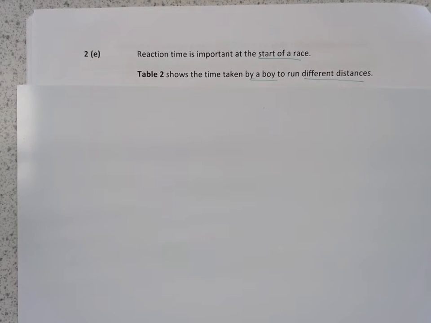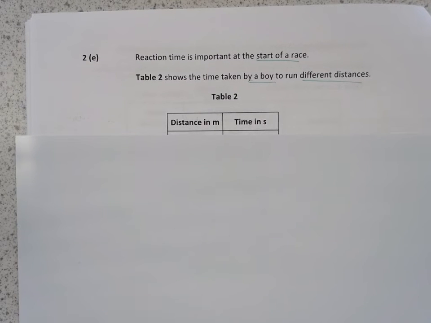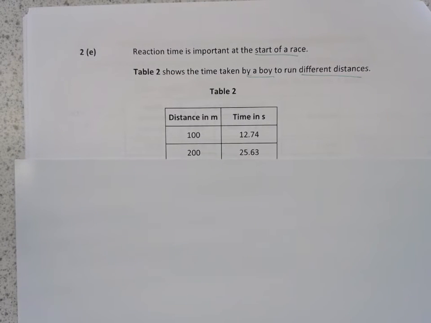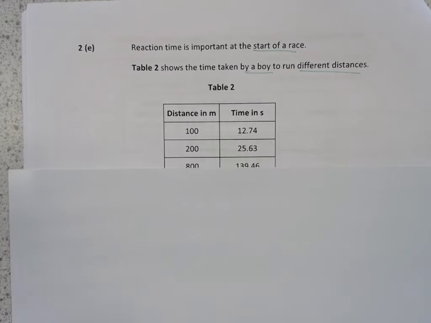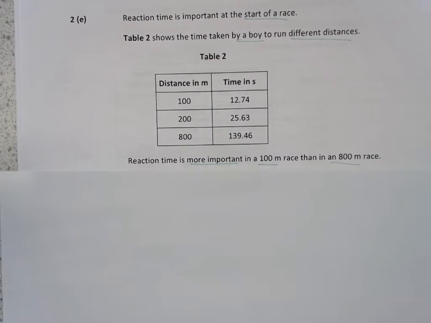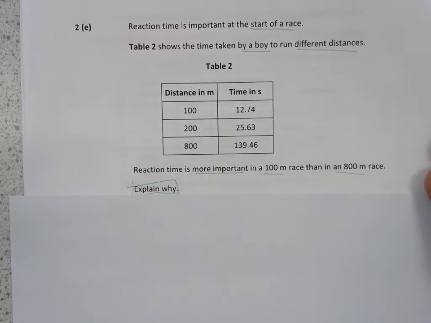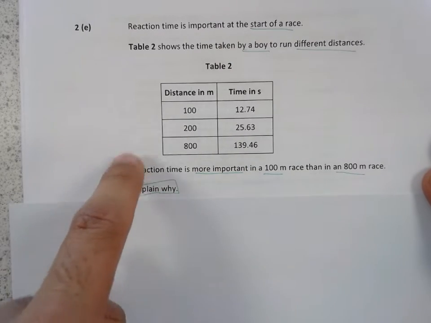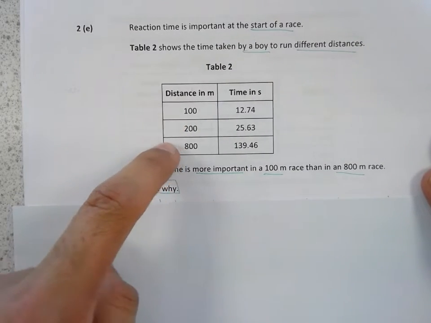E. Reaction time is important at the start of the race. Table 2 shows the time taken by a boy to run different distances. So the 100-meter race was obviously much quicker than the 200 meters, which was much quicker than the 800-meter race. Reaction time is more important in a 100-meter race than in an 800-meter race. Explain why. So why is it important to react quickly in a short distance race than in a long distance race?